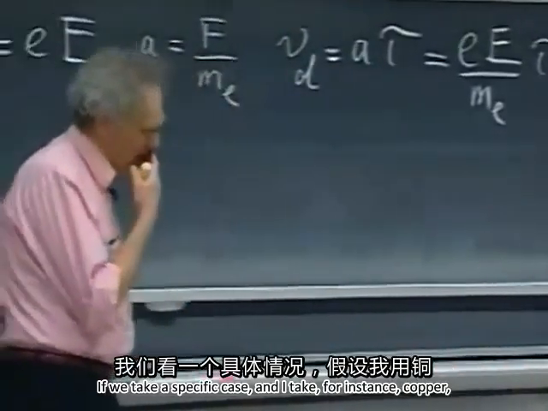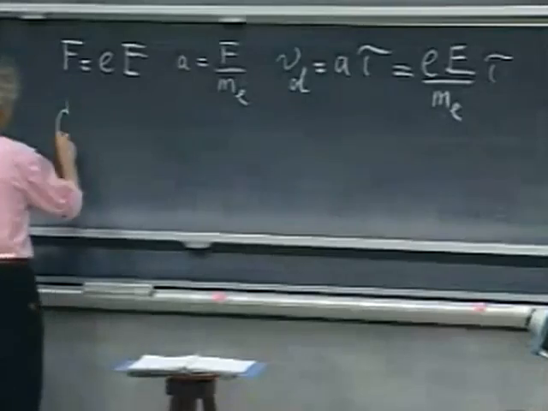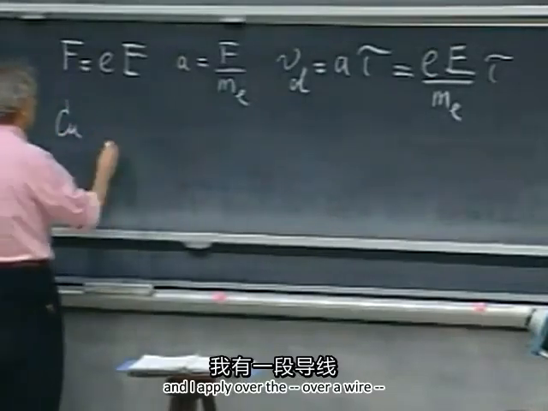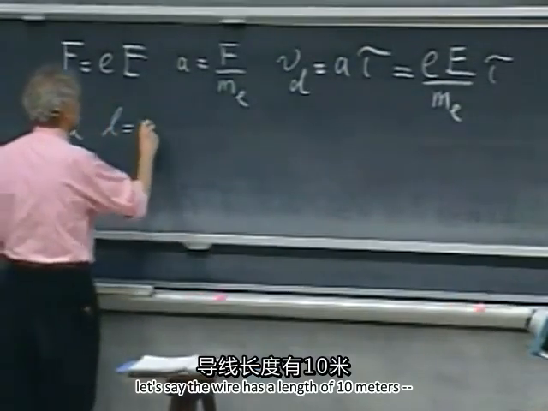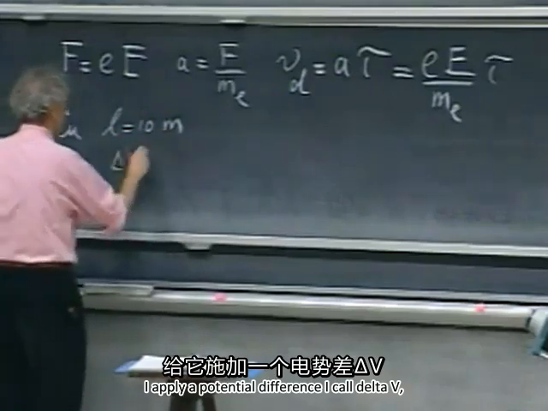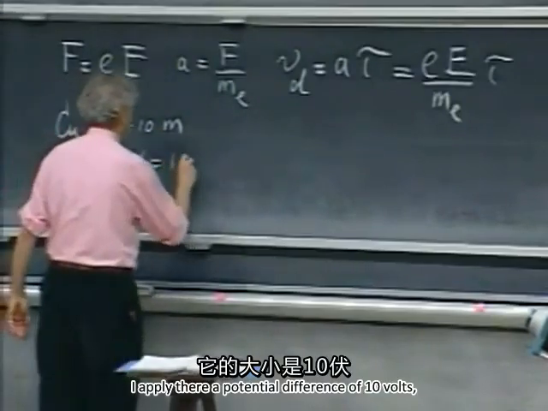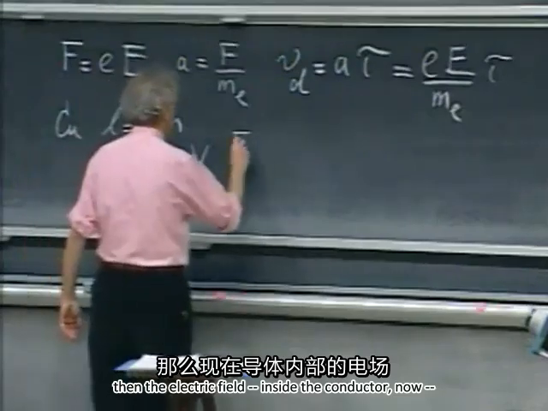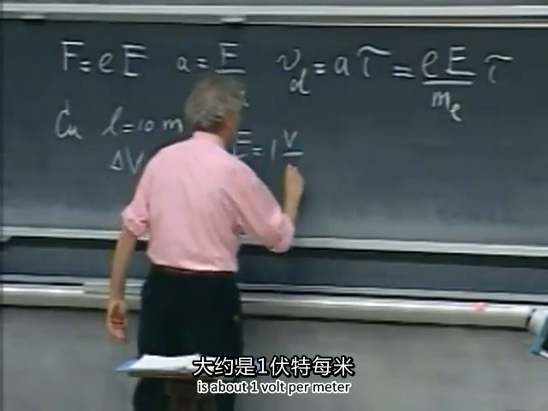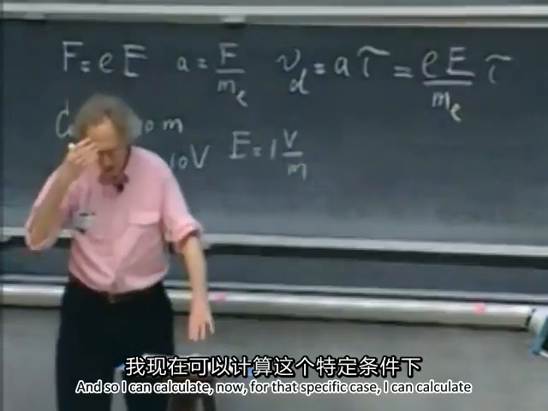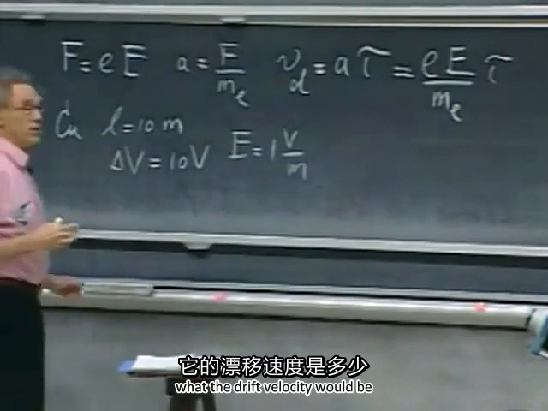If we take a specific case, and I take, for instance, copper, and I apply over a wire, let's say the wire has a length of 10 meters, a potential difference, I call it delta V, but I could have said just V. I apply there a potential difference of 10 volts, then the electric field inside the conductor now is about 1 volt per meter. And so I can calculate for that specific case what the drift velocity would be.